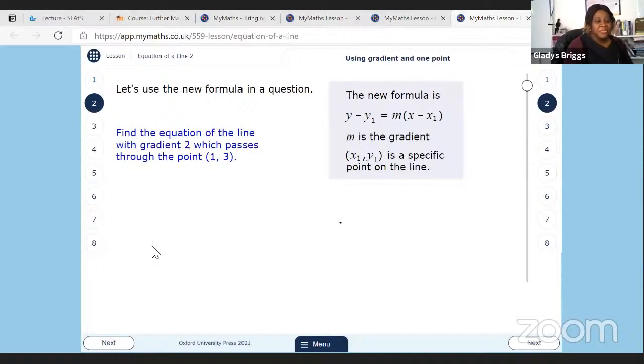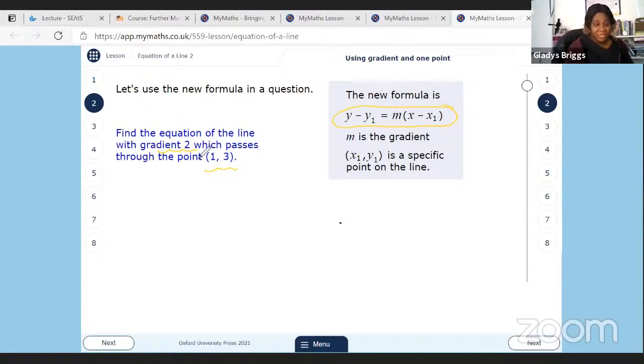So now that's not the only formula. If we rearrange the formula, we can get a different formula that we can use to work out the equation, if we have a point and the gradient. If we have a point and a gradient, we can use this formula right here. Okay, so find the equation of the line.